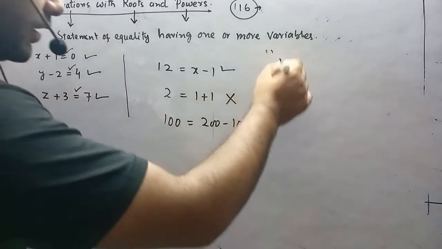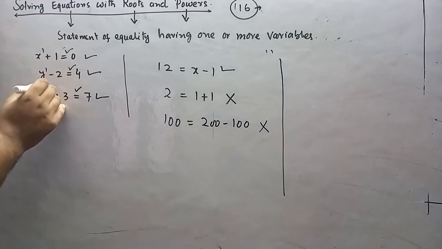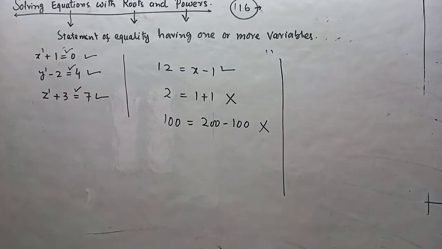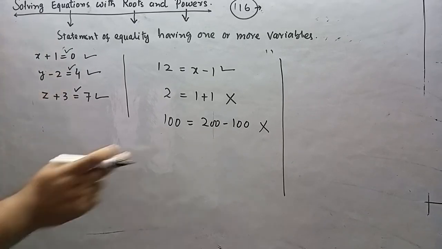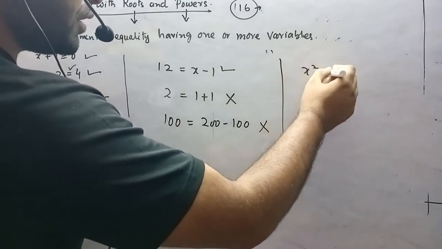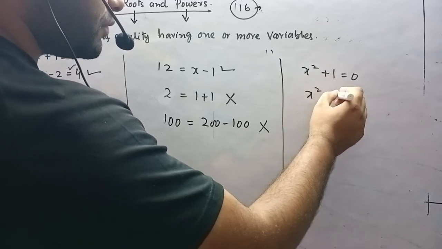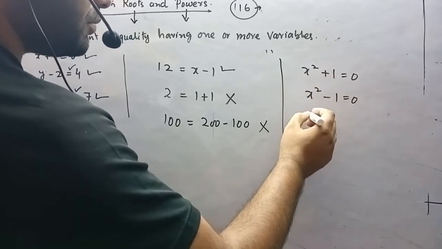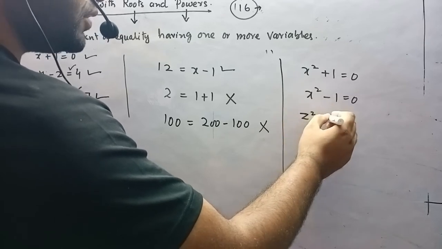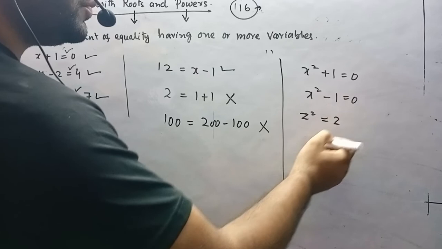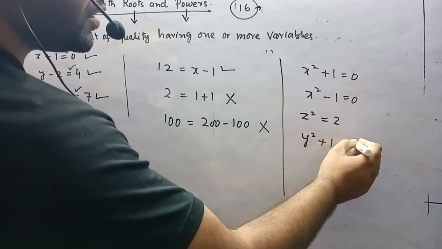And one more thing is there. Here you can see the power of the variable is 1. When there is nothing written, we can say the power is 1. Sometimes we have x square plus 1 equal to 0, x square minus 1 equal to 0, and sometimes we will have z square is equal to 2, or y square plus 1 equal to 0.